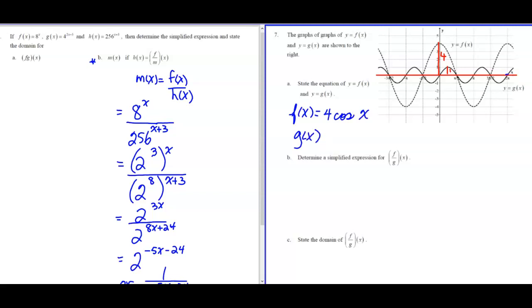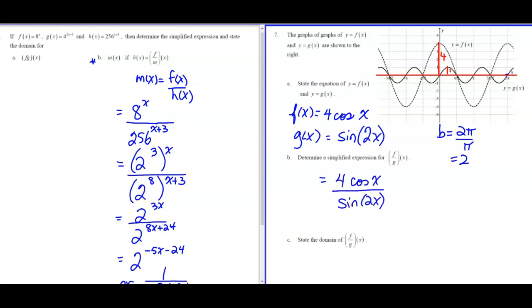For g of x, I mean sine, because it goes through the origin. The amplitude is 1, so it's just going to be sine. And now this has a period of pi. So my b value will be 2 pi over pi, which is 2. So it's going to be sine of 2x. How nice that is. So now the simplified expression for f over g.